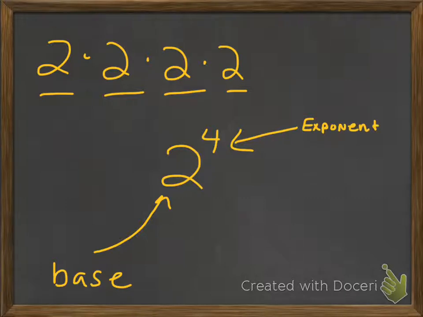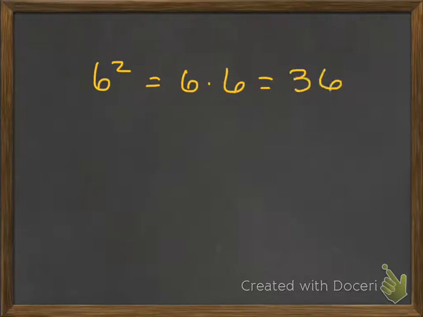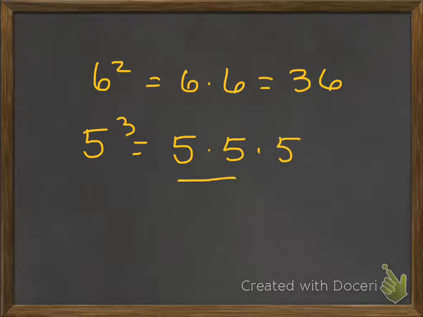Okay, looks better anyway. All right, so if I had 6 squared, that just means 6 times 6, right? Because there's 2 of them. We can figure that out quick. It was 36, right? So if I had 5 to the 3rd power, that would be 5 times 5 times 5, and that would be 25, and 25 times 5 is 125, yeah.